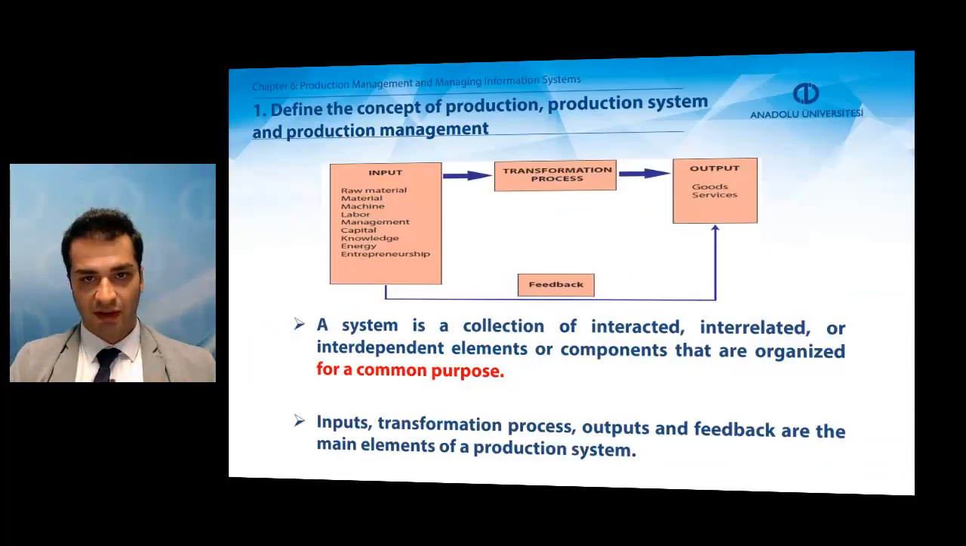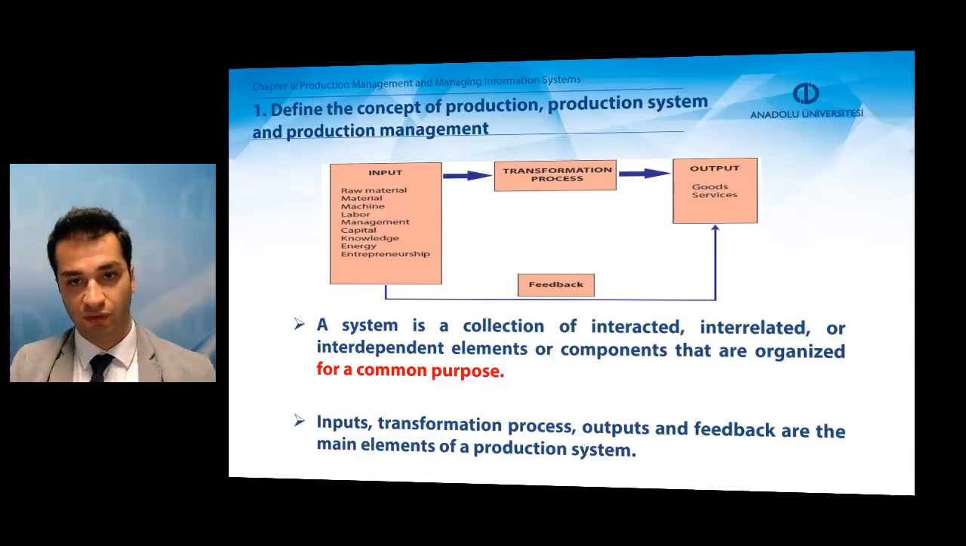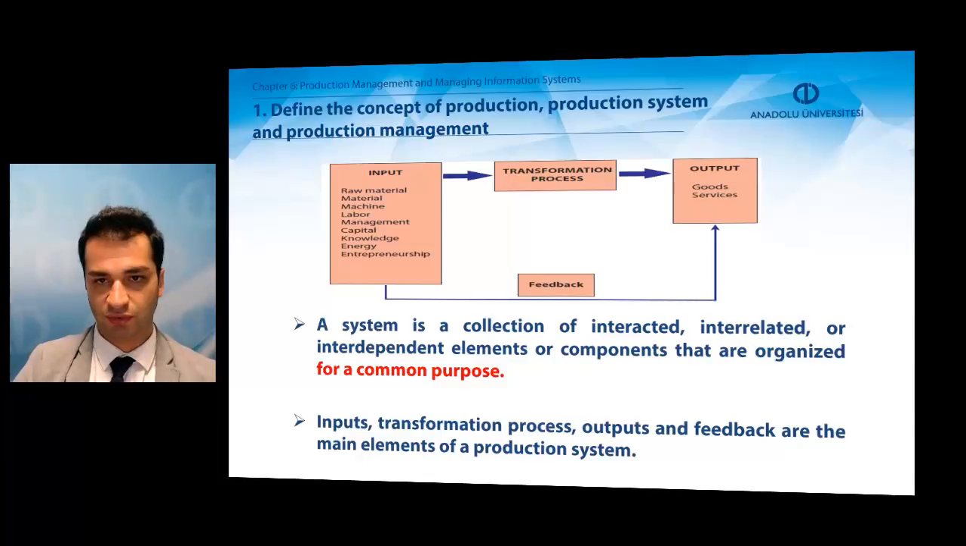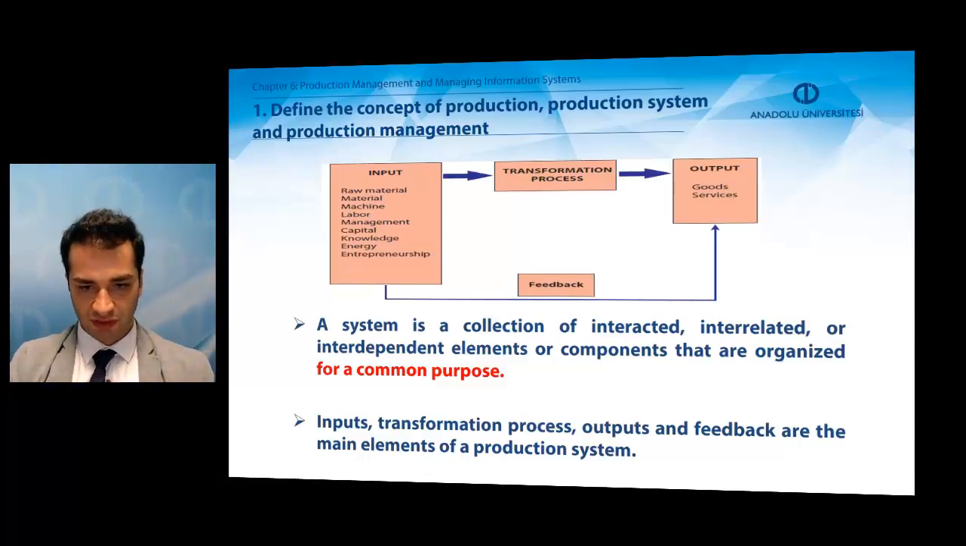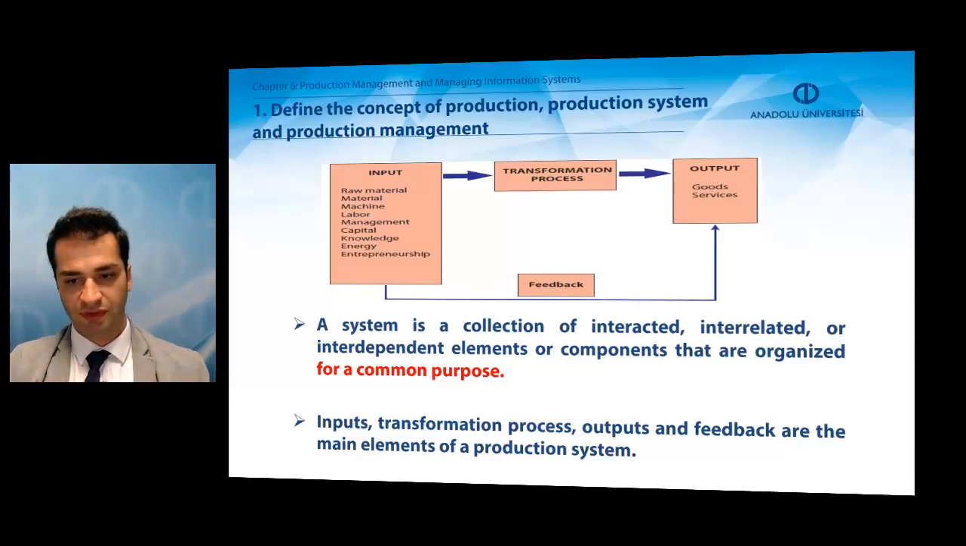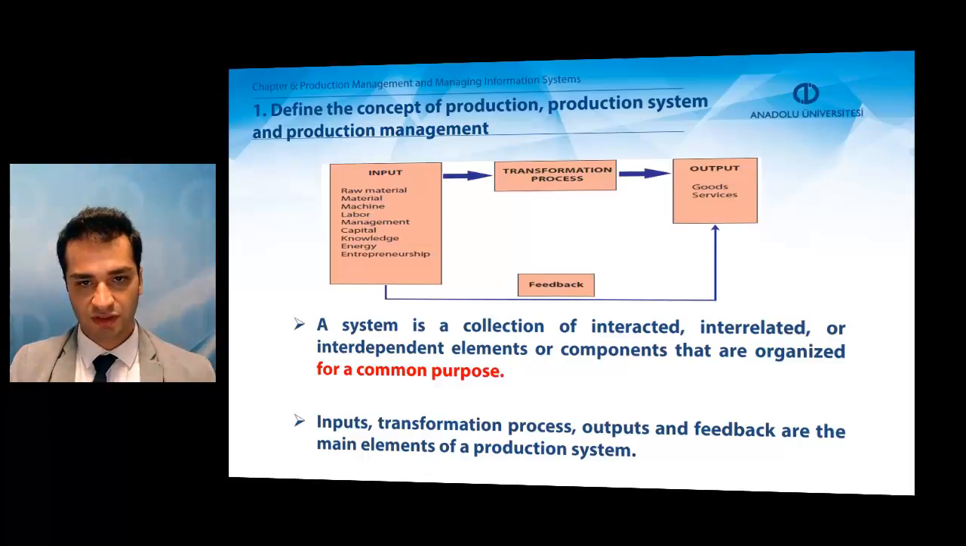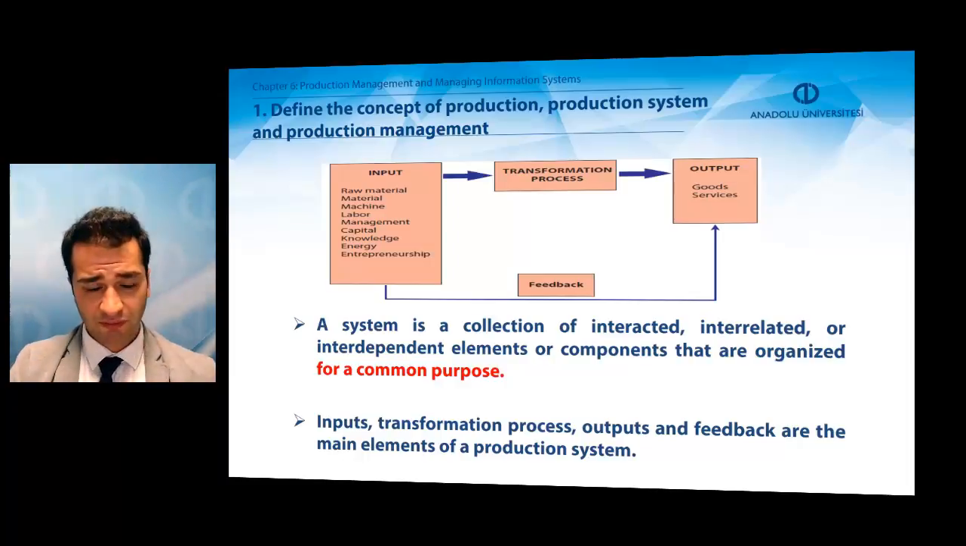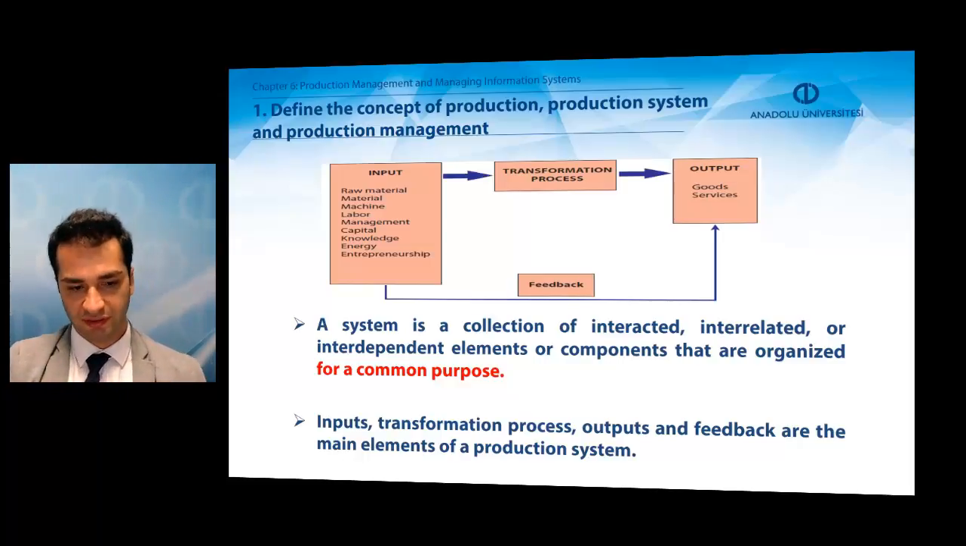In order to understand how the production cycle works, first we should focus on the production system. A system is a collection of integrated, interrelated, or interdependent elements or components that are organized for a common purpose. So for the production system, the common purpose is to produce goods and services. But in order to make this system work, we need inputs, transformation process, outputs, and feedback, which are the main elements of a production system.